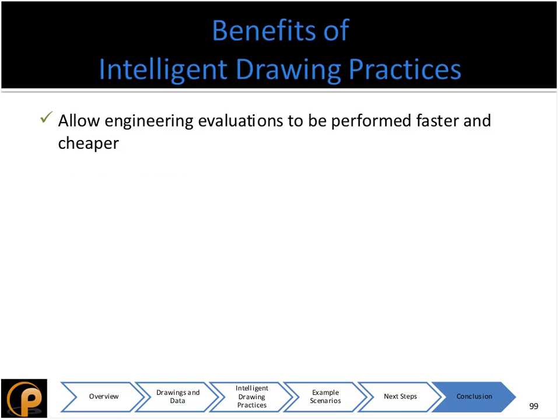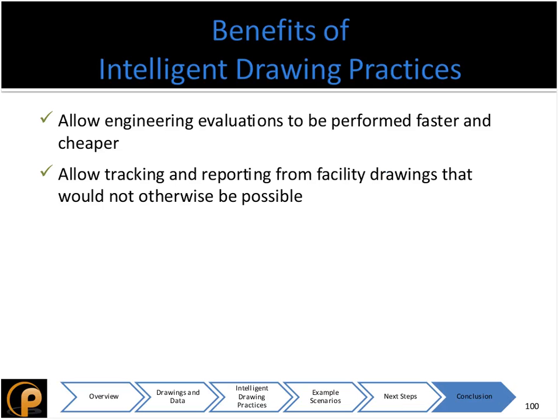So I think by now we've identified that by using intelligent drawing practices, you can drastically decrease the time it takes to do a lot of your projects in your facility, right? So just the time it took plant A was generally much quicker than it took plant C to perform any of these tasks.